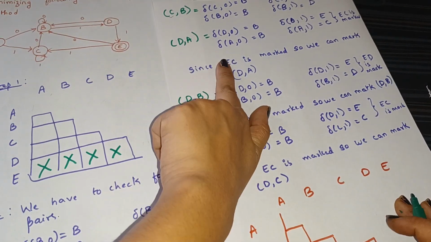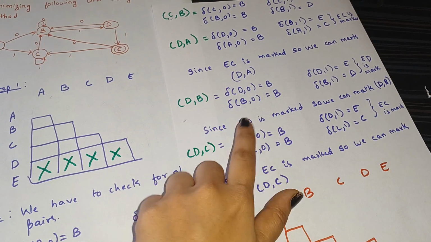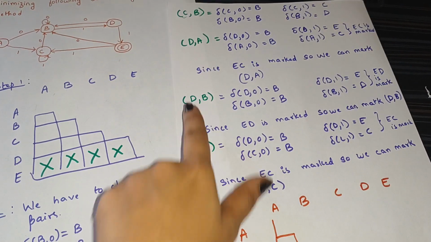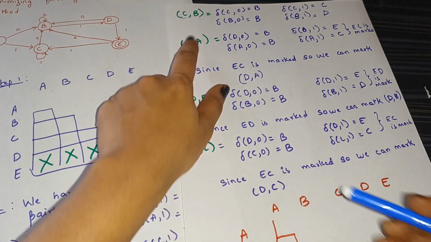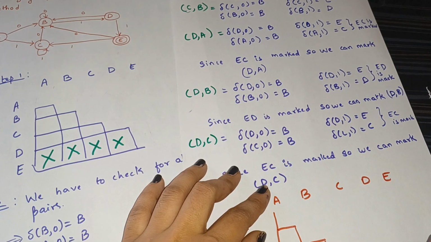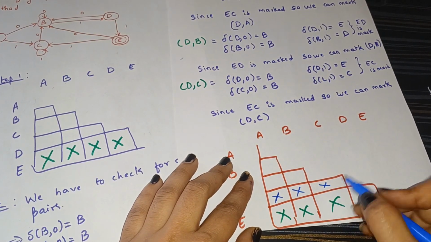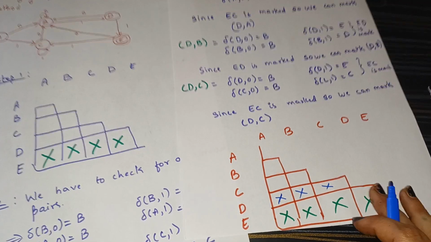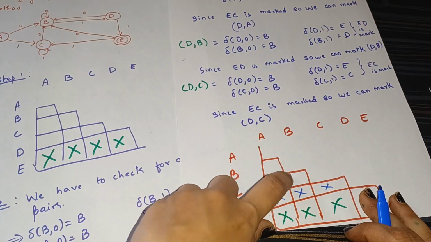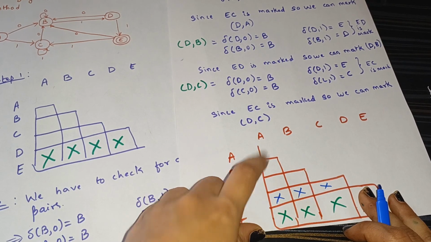Now we have got EC marked and ED marked, so we are marking DA, DB, DC. Okay, so we have to again check for the leftover unmarked boxes BA, CA, CB.